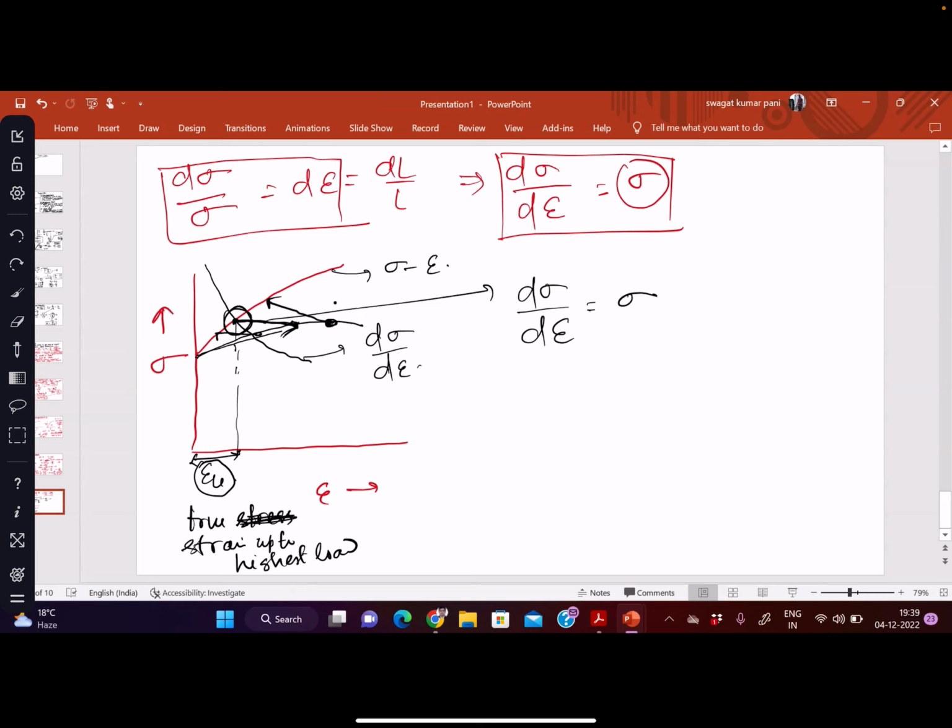Okay, so an important relation is this, you have to remember: d sigma by d epsilon equals sigma. This is the condition for plastic instability, at which necking starts. At this point, what happens? The meaning of plastic instability itself is the beginning of necking.